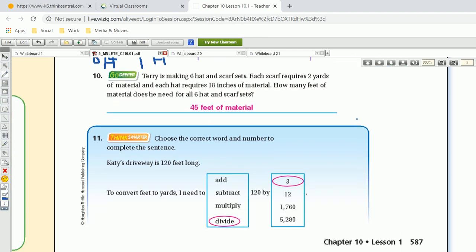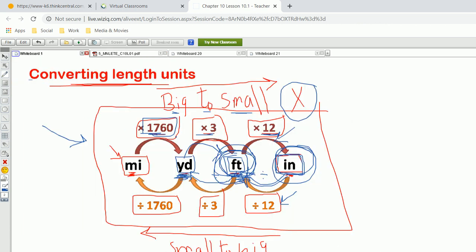So this is our lesson today. The most important thing in our lesson today, you have to keep in your mind this conversion between the units of length. You have to convert between them all by using multiplication or division. If you want to convert from a big unit to a small unit, you have to multiply. If you want to convert from a small unit to a big unit, you have to divide.